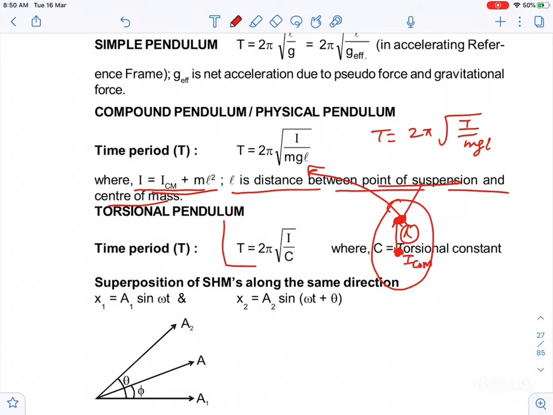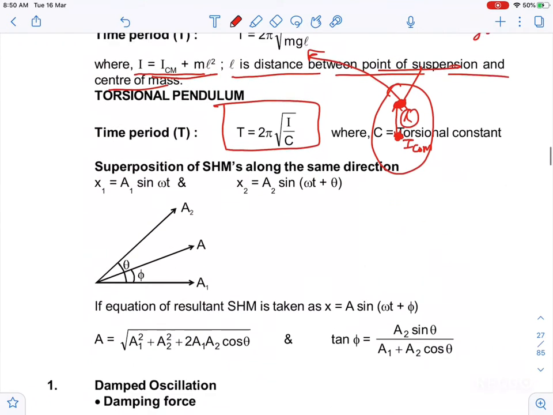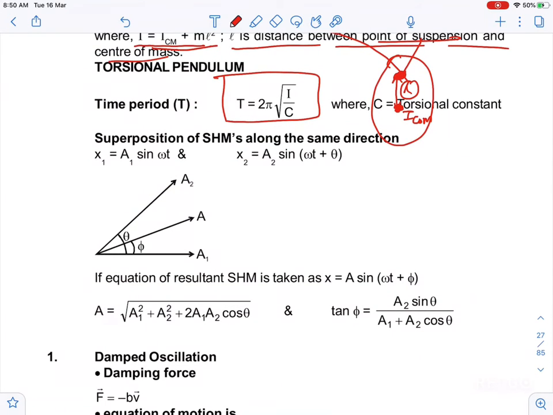Keep in mind. So time period for torsional pendulum is T equal to 2 pi under root I by C. I is again moment of inertia, C is torsional constant. You can write this in terms of theta also.